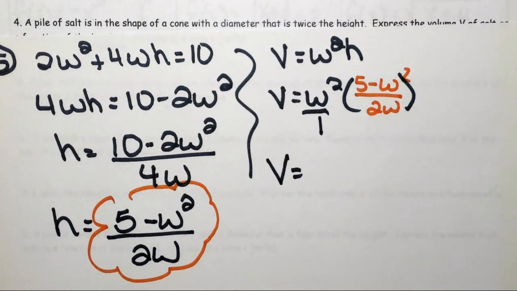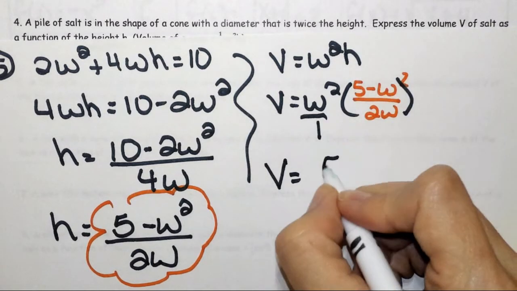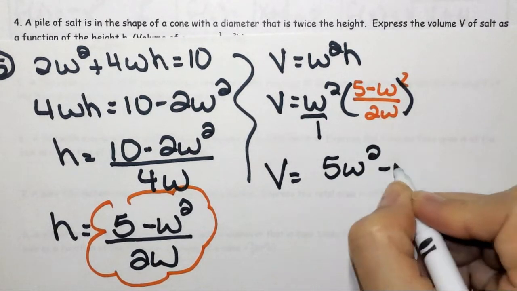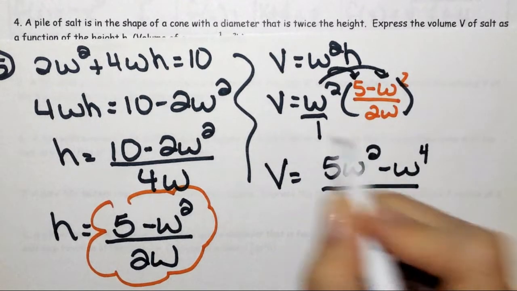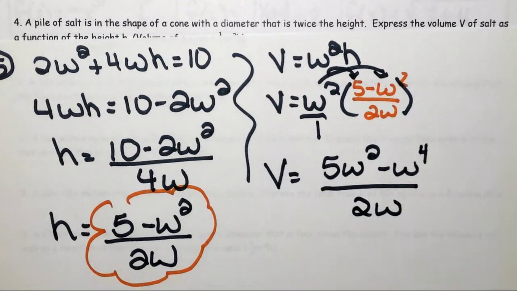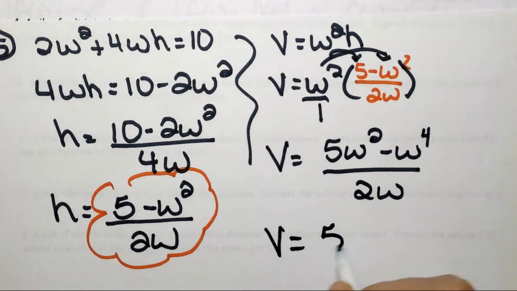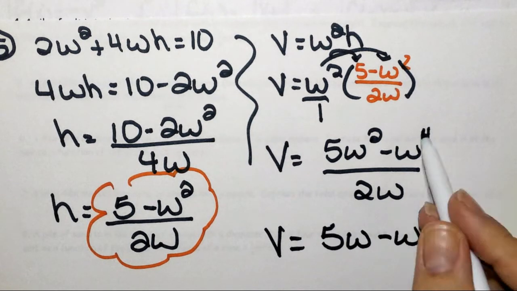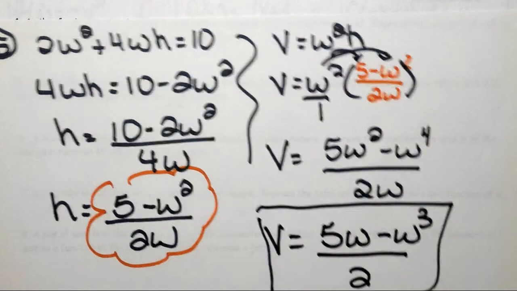I'm going to distribute across the top and simplify at the end this time, but y'all seem to do better when I do that. So 5w squared minus w to the 4th, so I distributed right here, and then bottom times bottom is 2w. Now they all have a w, so one can come out of all of them. So I have 5w, one of those went away, minus w to the 3rd, one of those went away, all over 2.